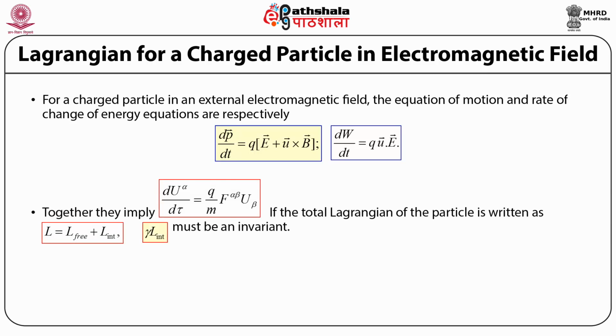Now together, these two equations can be put in a covariant form, that is, du^α/dτ equals q/m F^αβ u_β. Here, u^α equals (γc, γu) is the four-velocity, and F^αβ is the field four-tensor. The general requirement that γL be Lorentz invariant allows us to determine the Lagrangian for a relativistic charged particle in an external electromagnetic field, provided we know something about the Lagrangian or the equations of motion of the non-relativistic motion of the particle.